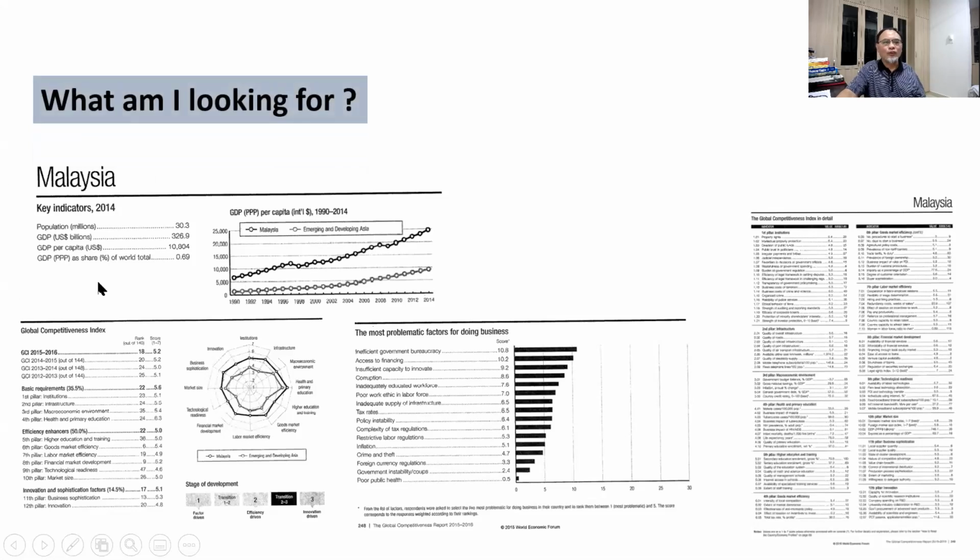What am I looking for? So in the report, it gives the indicators, it gives details about, for example, the most problematic area for doing business in Malaysia: inefficient government bureaucracy, access to financing, innovation, insufficient capacity to innovate. So this provides a good point, a good problem from which to look at how to think about improvement for the country. And of course, the student is allowed to focus on specific areas.